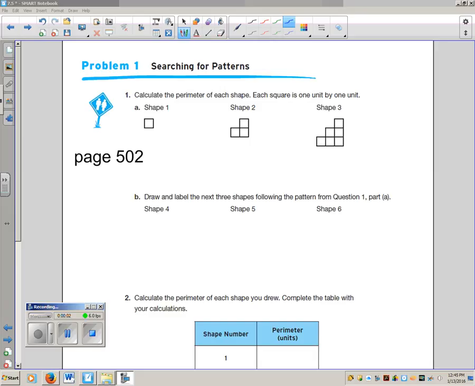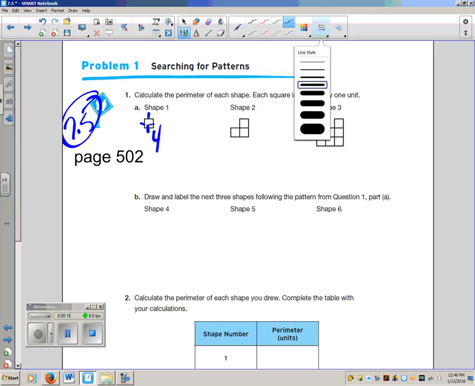Page 502, section 7.5, second to the last section of the chapter. We are going to calculate the perimeter of each shape. Number 1: 1, 2, 3, 4. That is 4. That's not too bad.